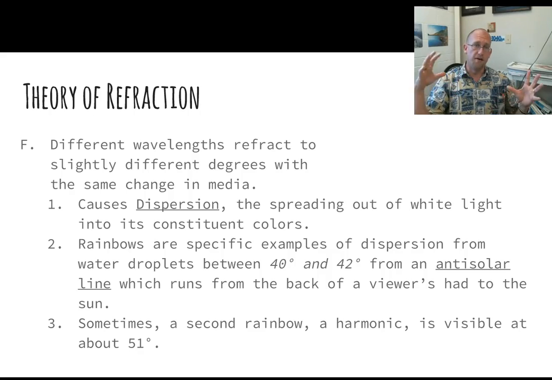If there's enough moisture in the air and enough light, then you can actually see a second reflection within the water droplet at about 51 degrees and see a harmonic of the rainbow. And I also have heard that it's possible in large enough water droplets, if it's really coming down out there, to see a third harmonic. I've never personally seen it, but I've heard that that's also possible. So you can see maybe 3 bands of rainbow.